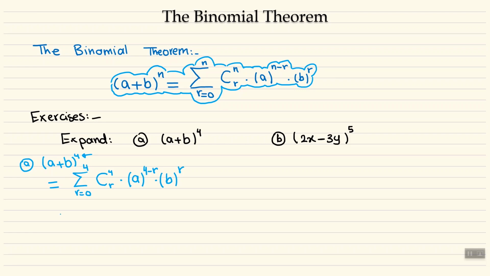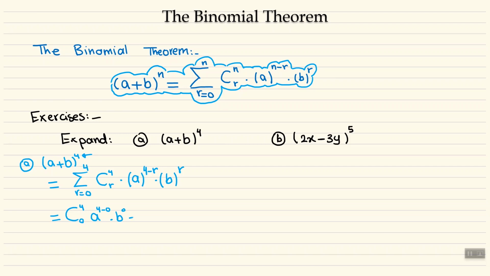Let me show you how. So this is going to be the following. So it's equal to combination 4, 0. So how much is r? r is 0. Times a to the power of 4 minus 0 times b to the power of 0.